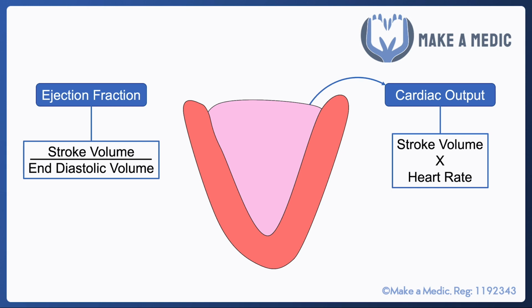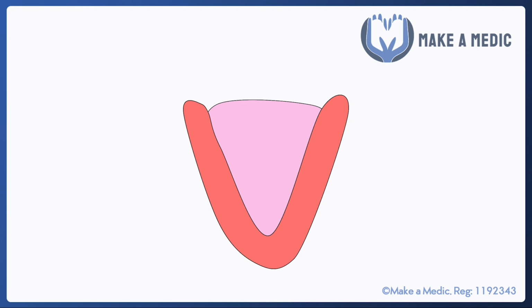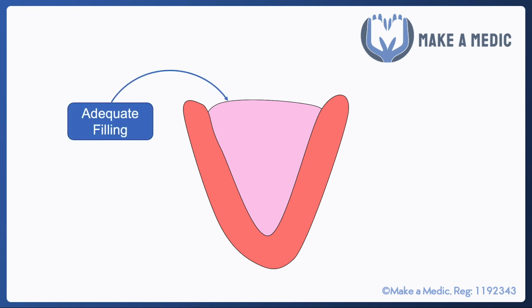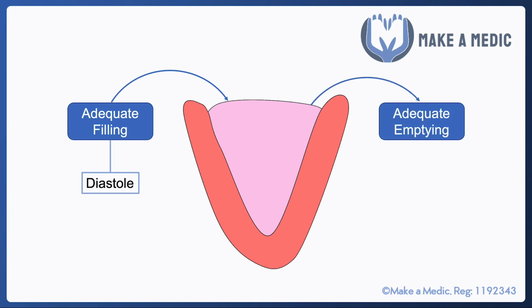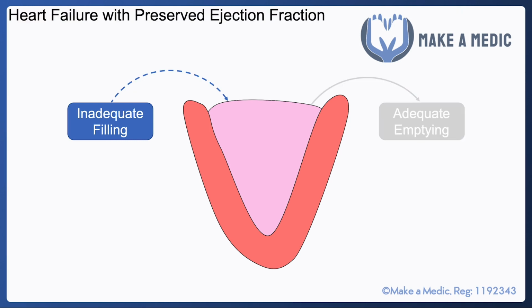In other words, how much of the blood that is in the ventricles at the end of diastole is pumped out into the systemic circulation. So in order for the heart to achieve an adequate cardiac output, it needs to fill adequately during diastole, and then it needs to empty adequately during systole. Simple enough. So heart failure with preserved ejection fraction is caused by inadequate filling of the ventricles during diastole.